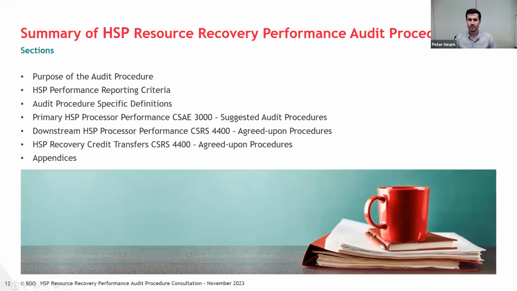audits. So the first one would be for primary HSP processors, and that would follow the CSAE 3000 assurance standard, and these are suggested audit procedures. The second is downstream HSP processors performance, and that would follow the CSRS 4400 standard, and these are agreed upon procedures. And then lastly, it's the recovery credit transfers. Again, it's an agreed upon procedures type engagement. And lastly are some appendices, which would help auditors or PROs or producers understand some of the specific requirements and give guidance on various steps within the procedures.